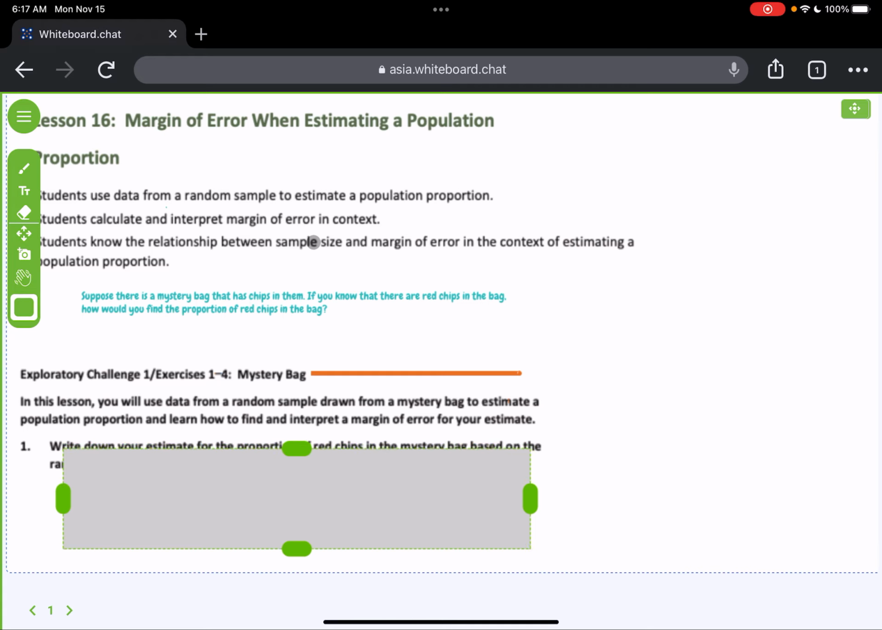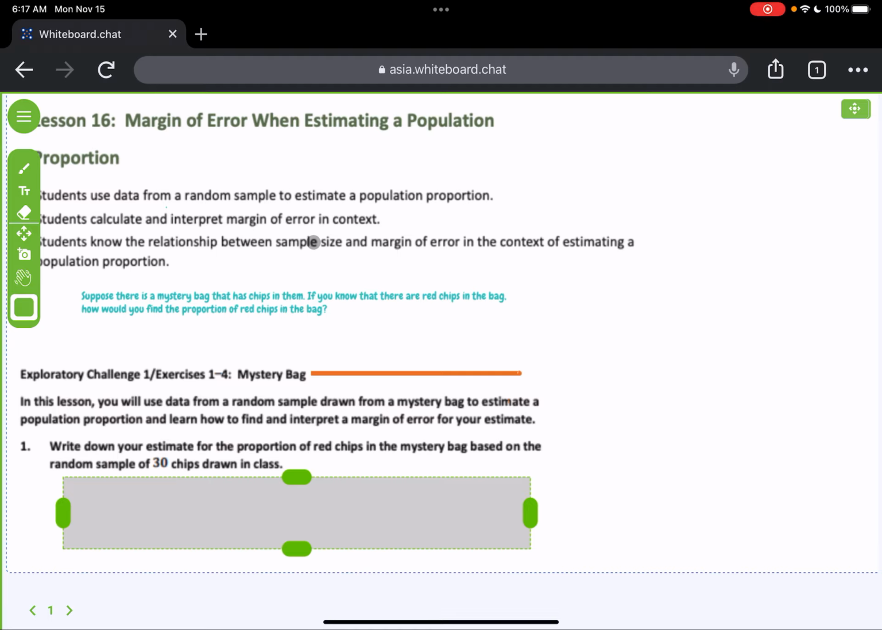And we're going to be looking at a lot of reading and a lot of answers, not really calculating anything. We're just really figuring out how to estimate, when estimating a population proportion, what the margin of error may be. So there's another one of those lessons where you're going to have to use your imagination. All right? We're doing an exploratory challenge for exercises 1 through 4.